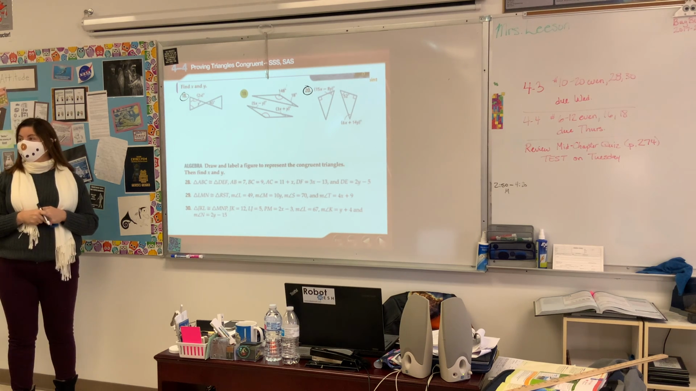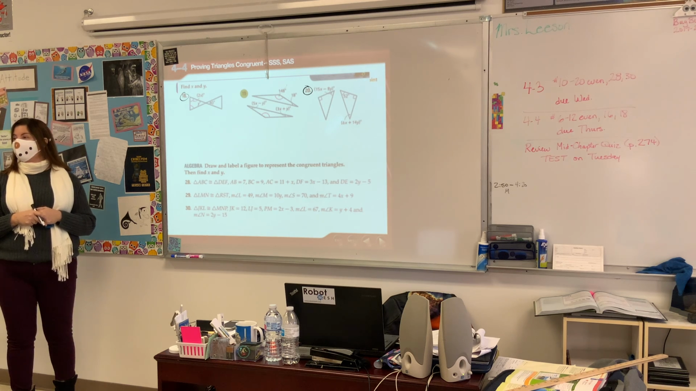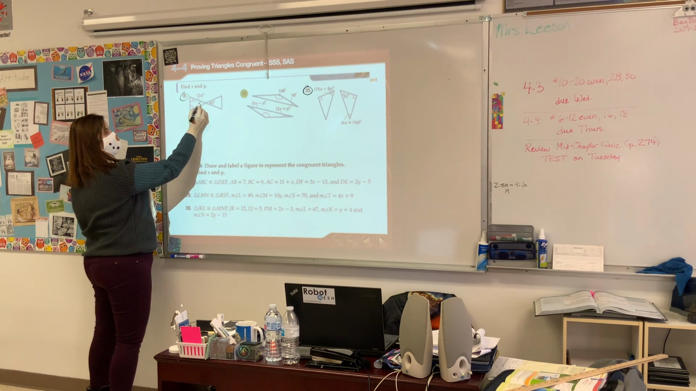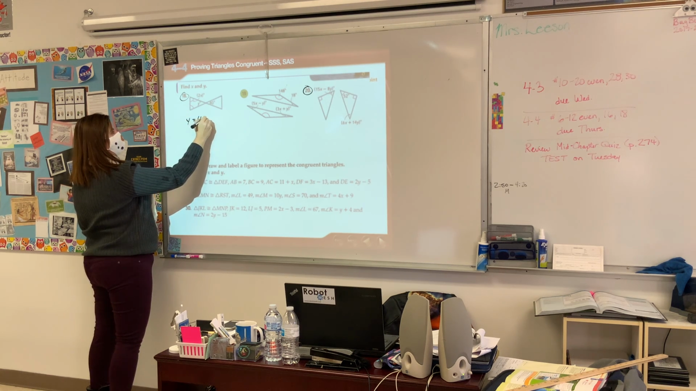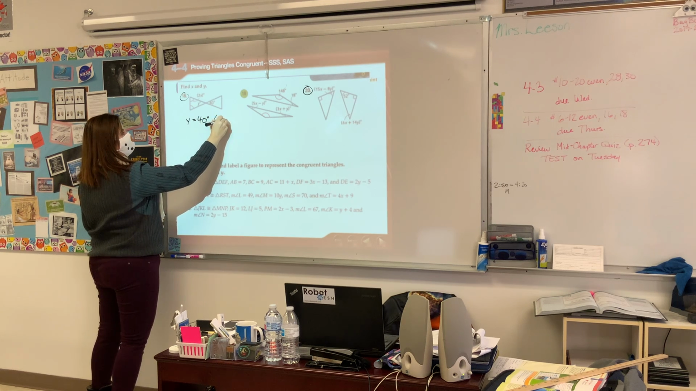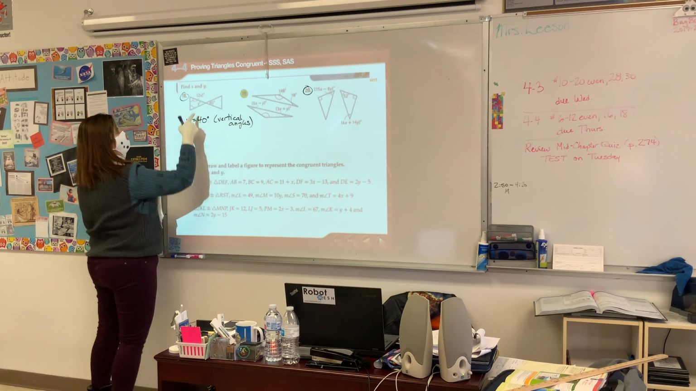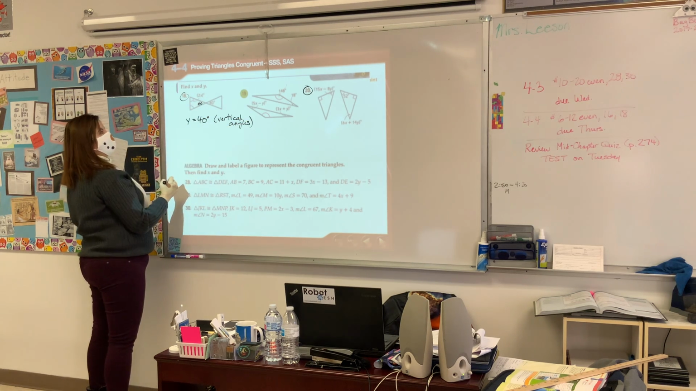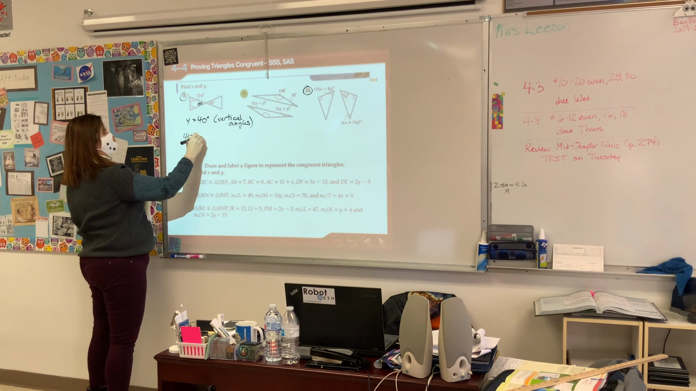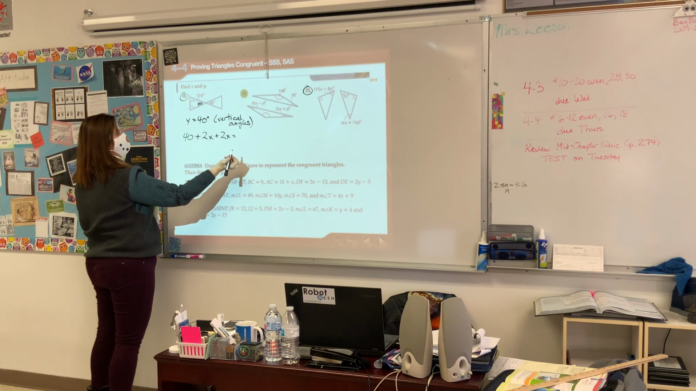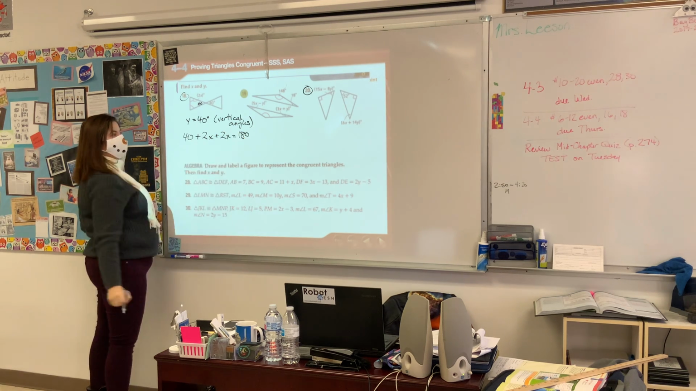First off, because they're congruent, y equals 40 degrees because of vertical angles. And then if we know that this is 40, the two other angles in the triangle: 40 plus 2x plus 2x equals what? 180. Or just 4x.